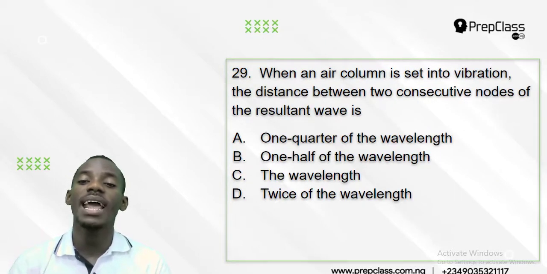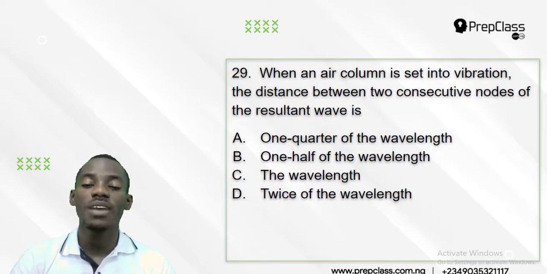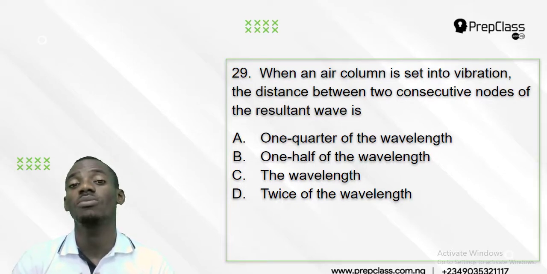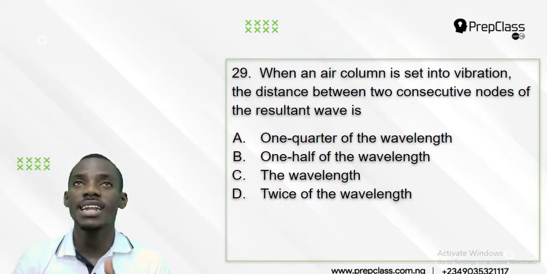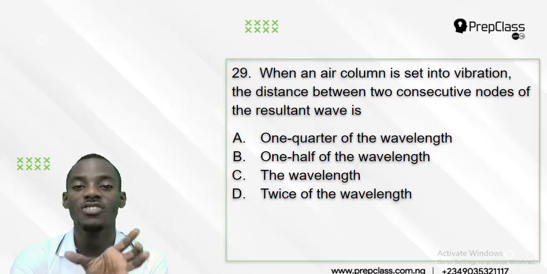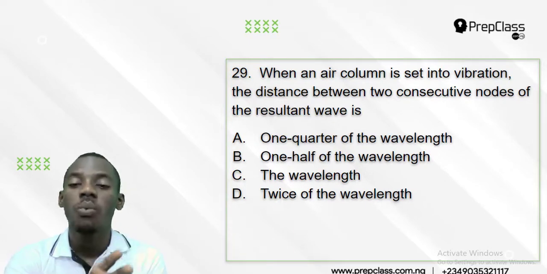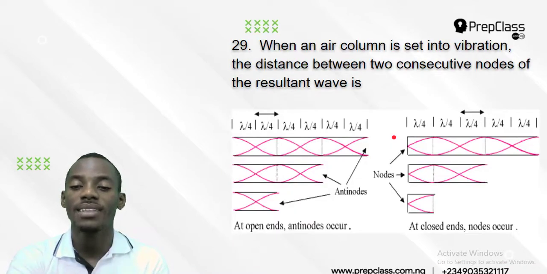Number 29: when an air column is set into vibration, the distance between two successive nodes of the resultant wave is what? Now this one is just something to be explained very quickly. In an air column or in a sound wave, what is the distance between two nodes following each other, that is, successive nodes? This diagram will explain that.